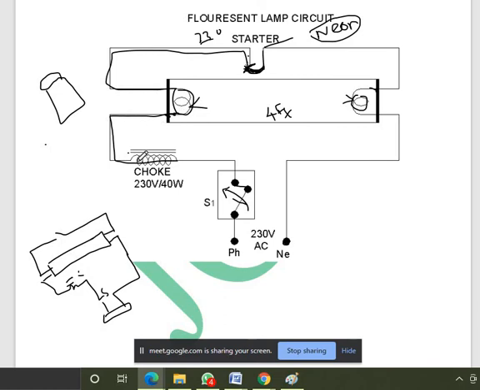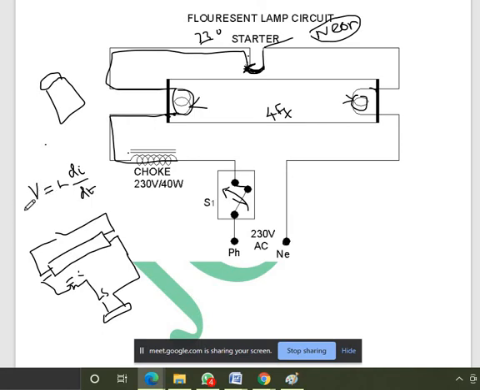Whenever the current flows through the choke, the voltage across the choke is V equals L into di by dt. It is the general voltage equation of an inductor. You can already study it in circuit theory, maybe in the third or fourth unit, where you study each and every component: what is a resistive load, an inductive load, a capacitive load, and what happens when you connect them in a circuit.